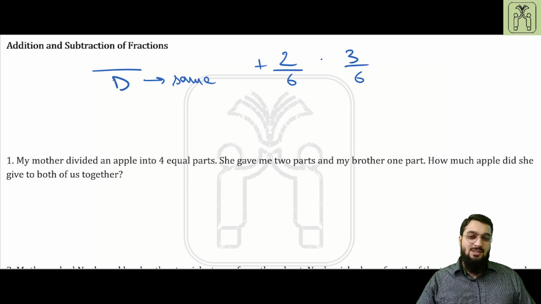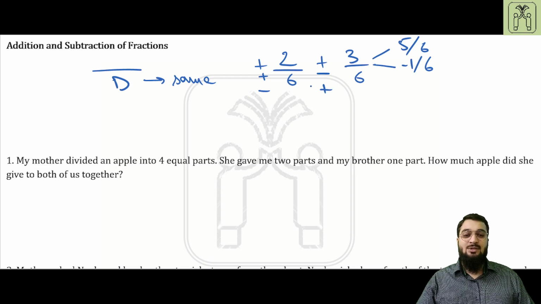So plus and plus, that will give you 5 upon 6. If it is plus and minus, that will give you the answer of 2 minus 3, that is minus 1 upon 6. If it is minus and plus, then that will give you 3 minus 2, that is plus 1 upon 6, or simply 1 upon 6.